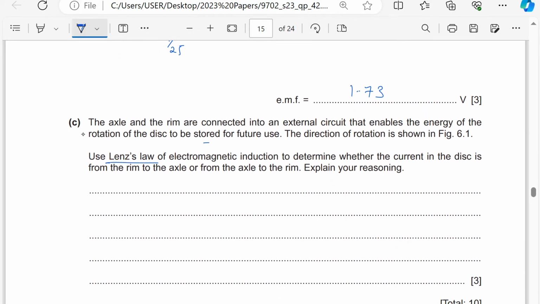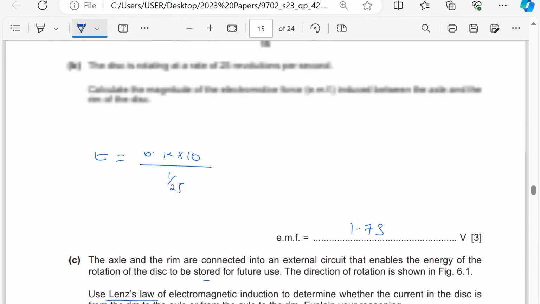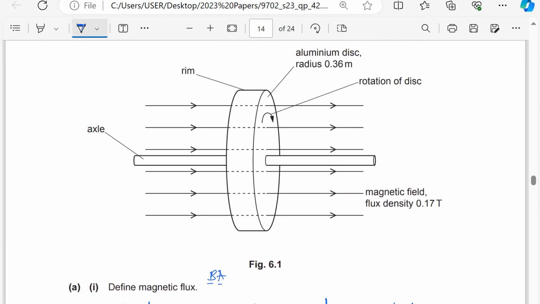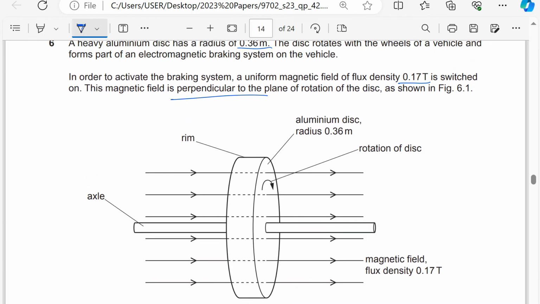Use Lenz's law. Remember Lenz's law? The direction of the induced EMF is always such as to oppose the effects causing it. Use it to determine whether the current in the disk is from the rim to the axle or from the axle to the rim. Explain your reasoning.